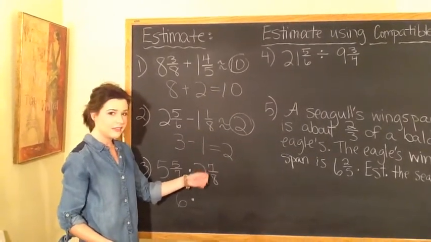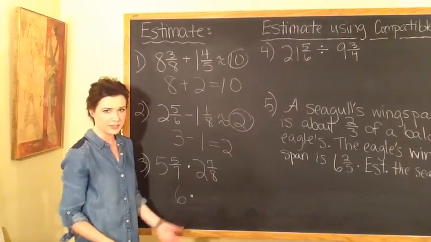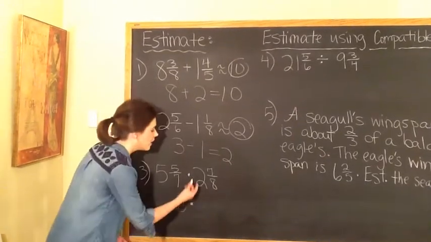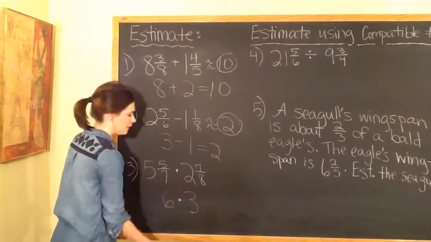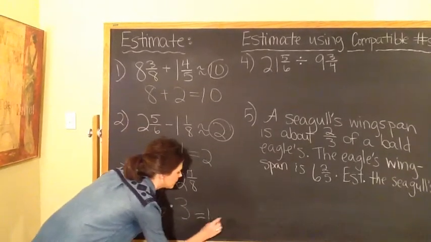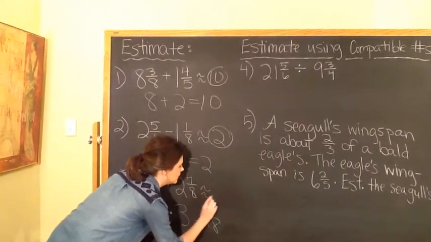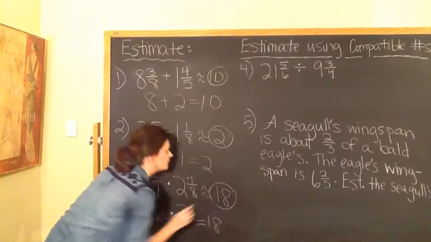So I see that 7 is only 1 away from 8, so I know that it's closer to 1 than it is to the other. So I'm going to go ahead and round up. So I'm going to have 6 times 3, which is going to give you 18. So my estimated answer is 18.